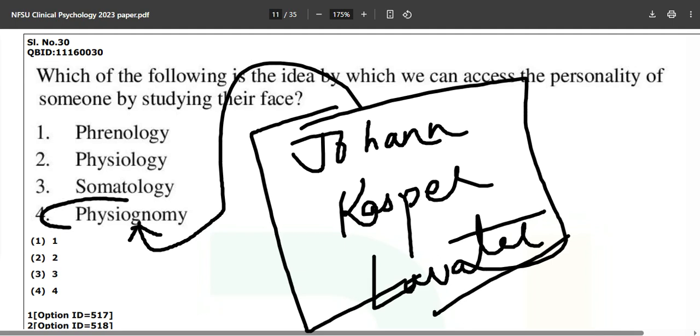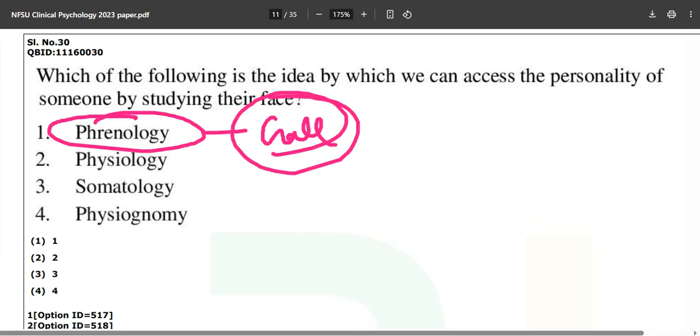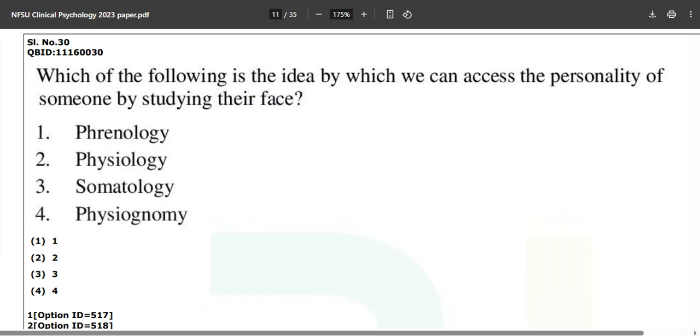Obviously, it is from ancient times, but in modern times, who is the prominent name? It is Johann Caspar Lavater, talking about physiognomy, and phrenology is for Franz Gall, GALL, Franz Gall. And with this, we are finished with our part number 3.